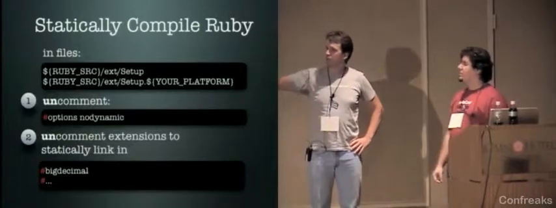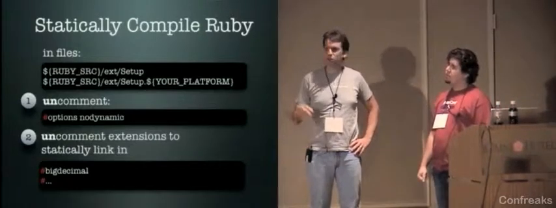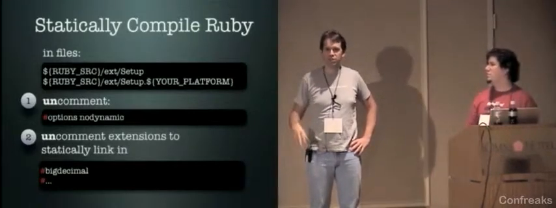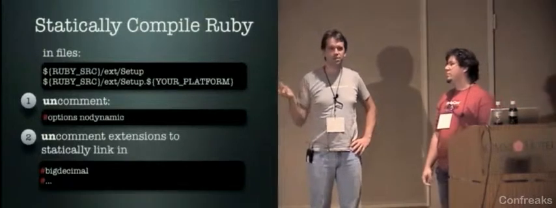Then what you do is you go through, and there's about 30 lines in this file, with a hash in front of them and all the different extensions. You just uncomment those, and they'll be statically built.